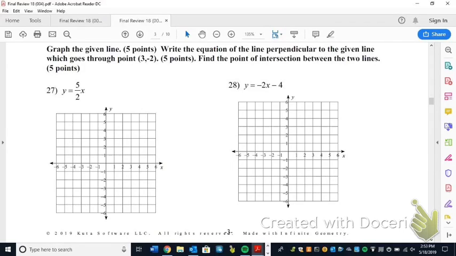So, graph the given line. We have y equals 5 halves x. We know that goes through the origin and has a slope of 5 halves. So it goes up 5 over 2, down 5 back 2. That's our line, 5 points right there.